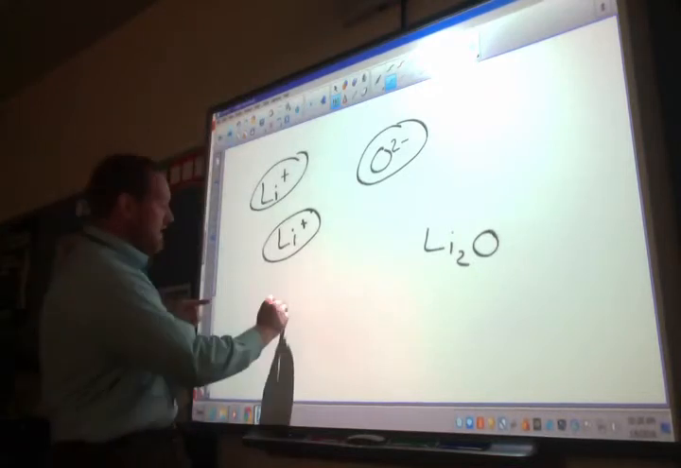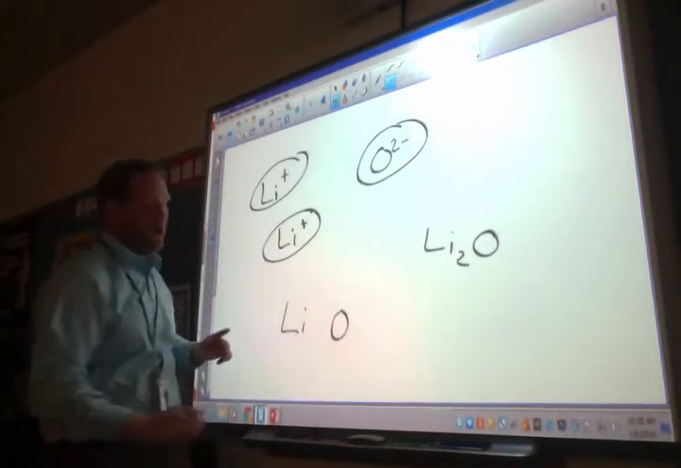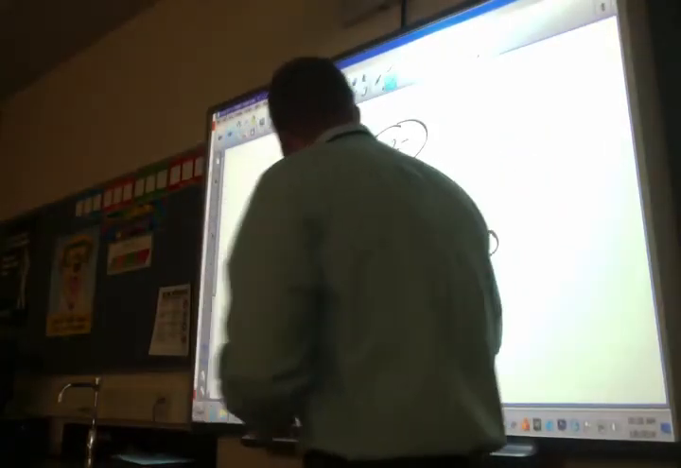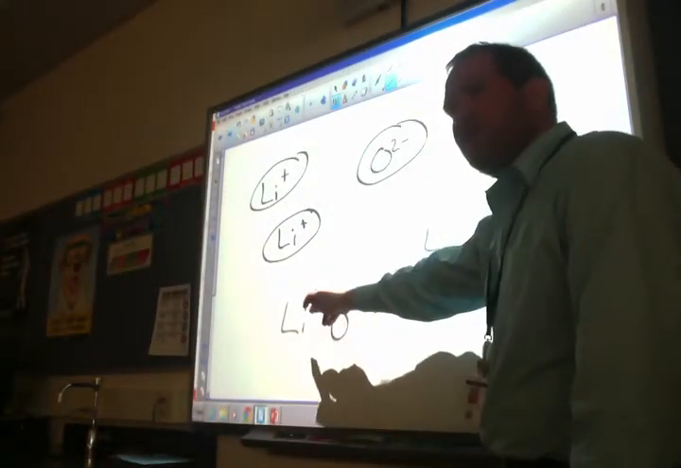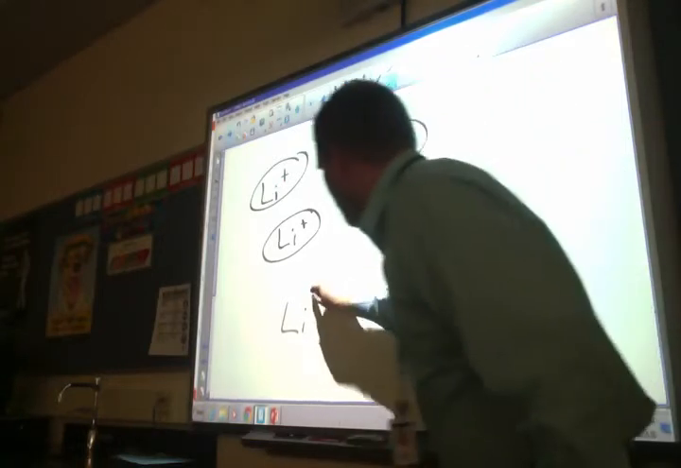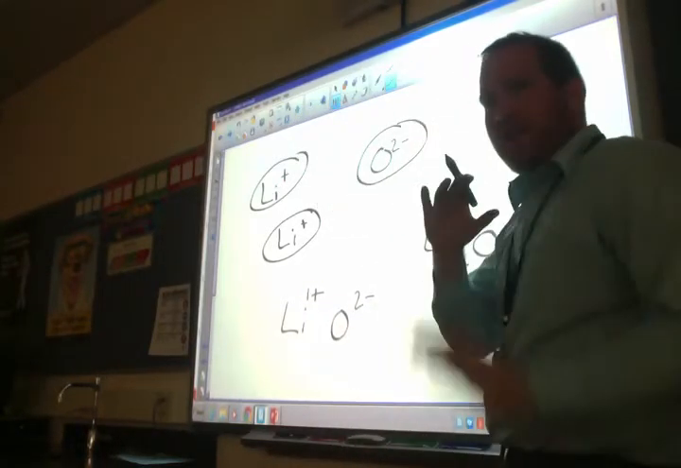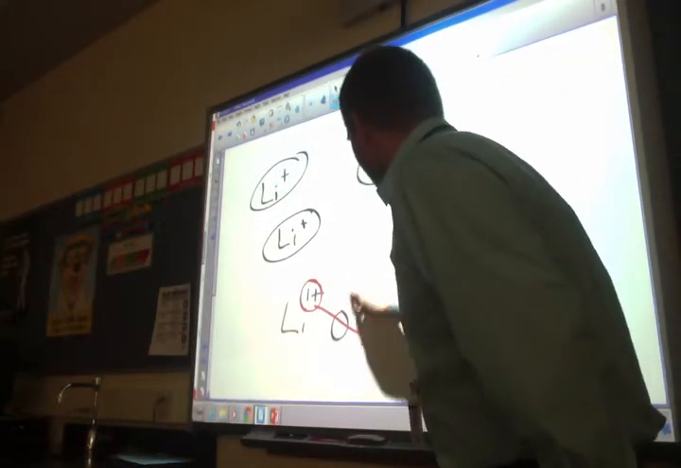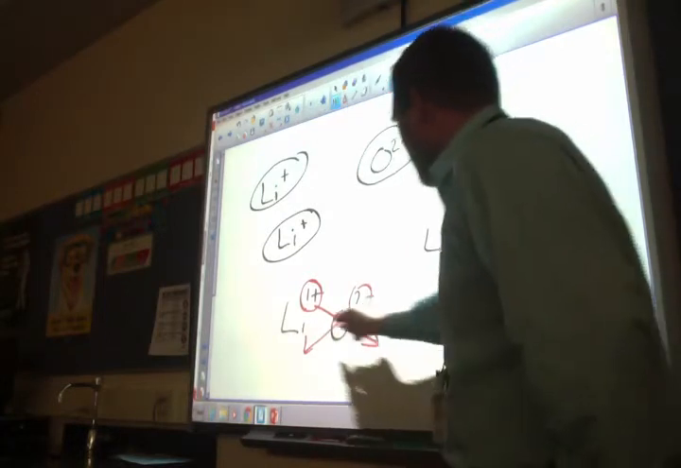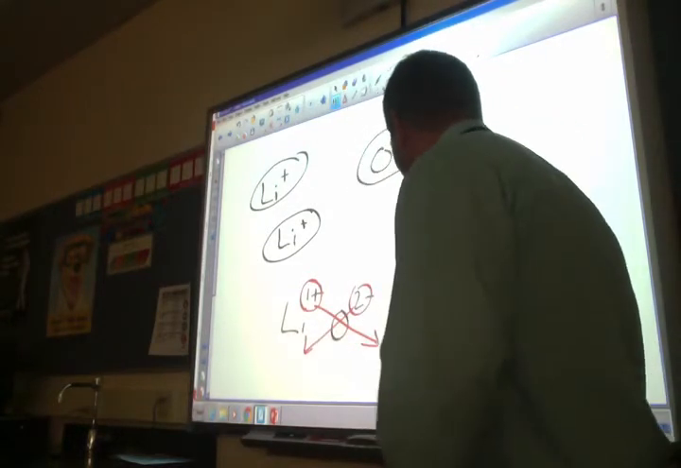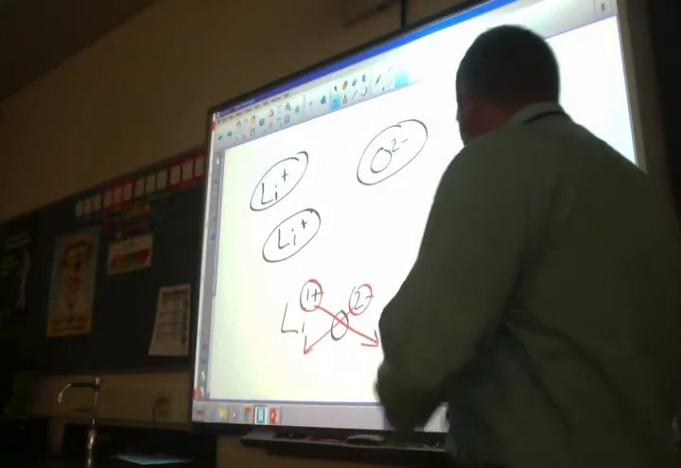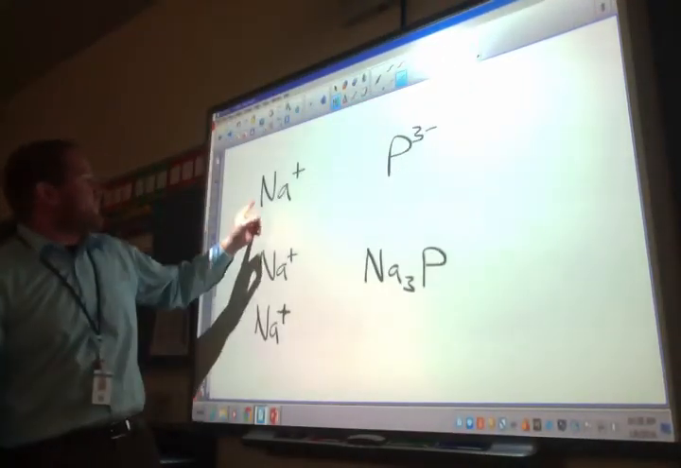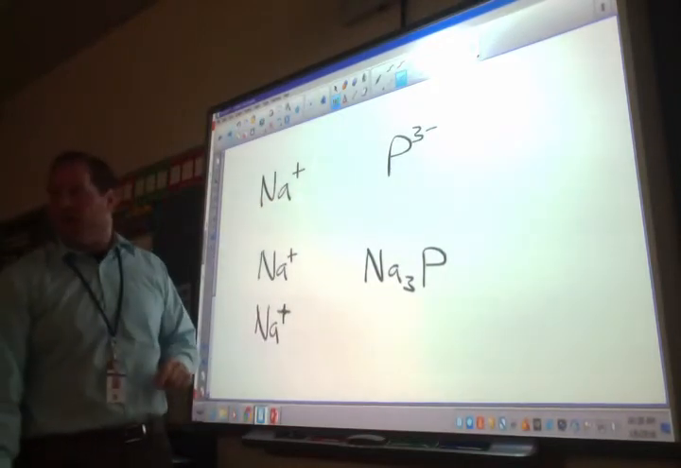This one we had Li and we had O. The shortcut is this. You find out the charges. Now that plus, what's the number associated with that? It's a 1. So, assume that's a 1 plus. It's called the crisscross rule. You take this number and put it down here. You take this number and put it down here. So Li2O. And again, it's O1, but we don't include the 1. So Li2O. Next one, we had Na and P.